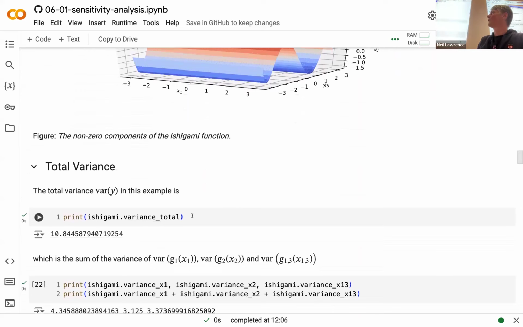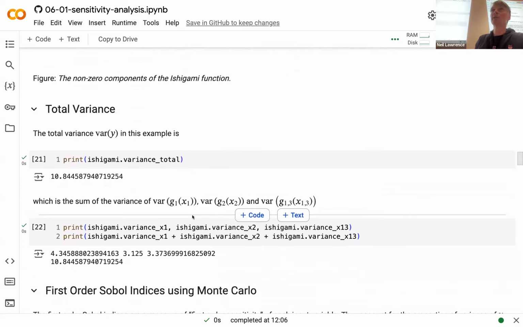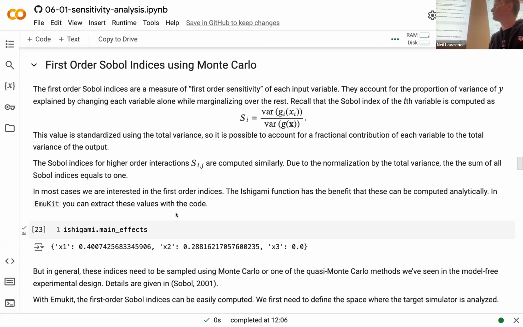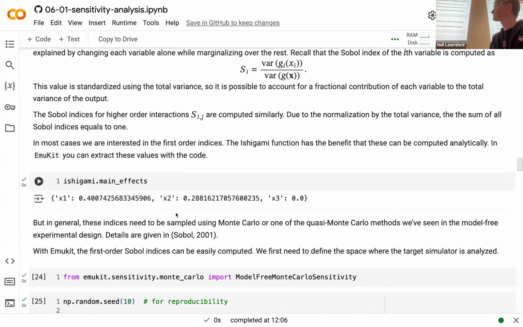And then we've got the total variance in this. It's known, we can compute it. That's what the total variance is. So that's the sum of the variances of the components G1, G2, and G1,3, because there are no other components. There's no component of G3 on its own, and there's no interaction between G2 and G1 or G2 and G3, right? So that's the full specification, and there are no three-way interactions. We can compute these analytically, so they're given here in this way, but now we're going to do them using Monte Carlo, right?